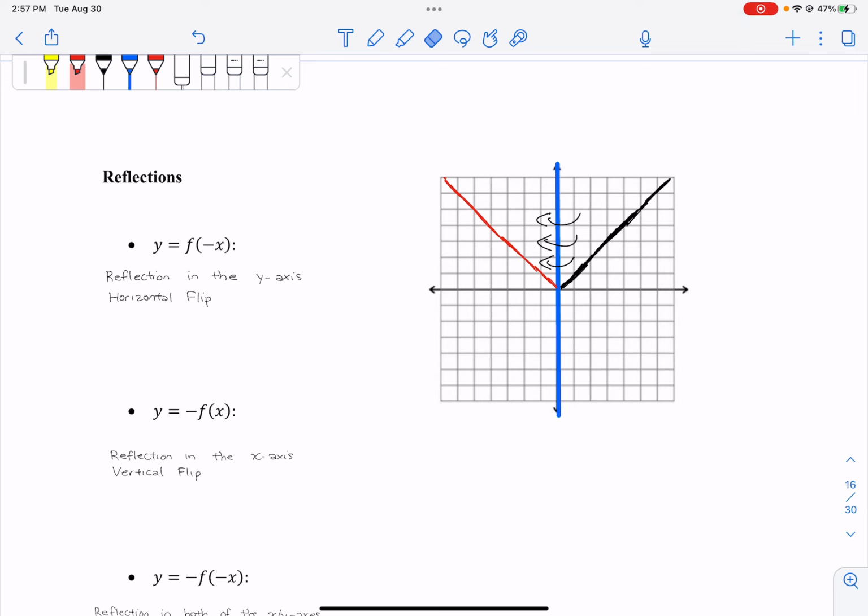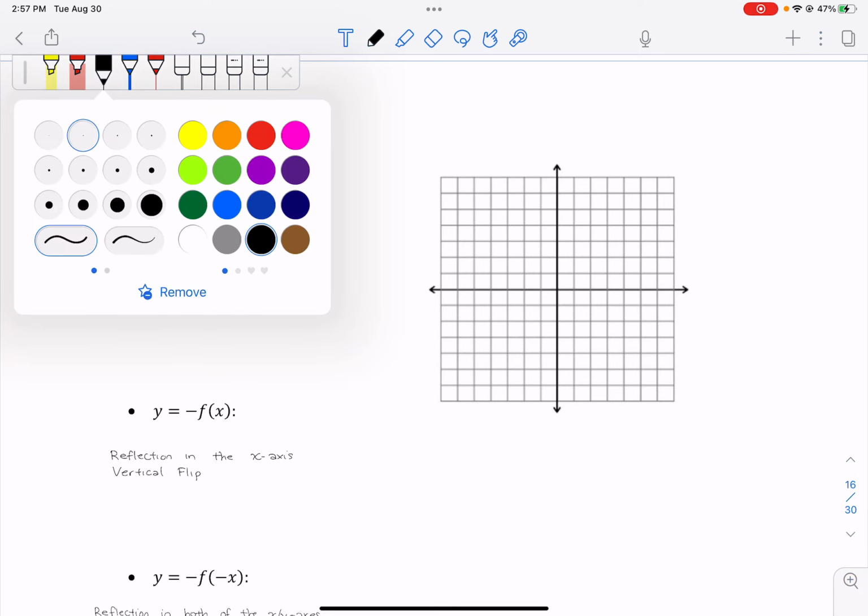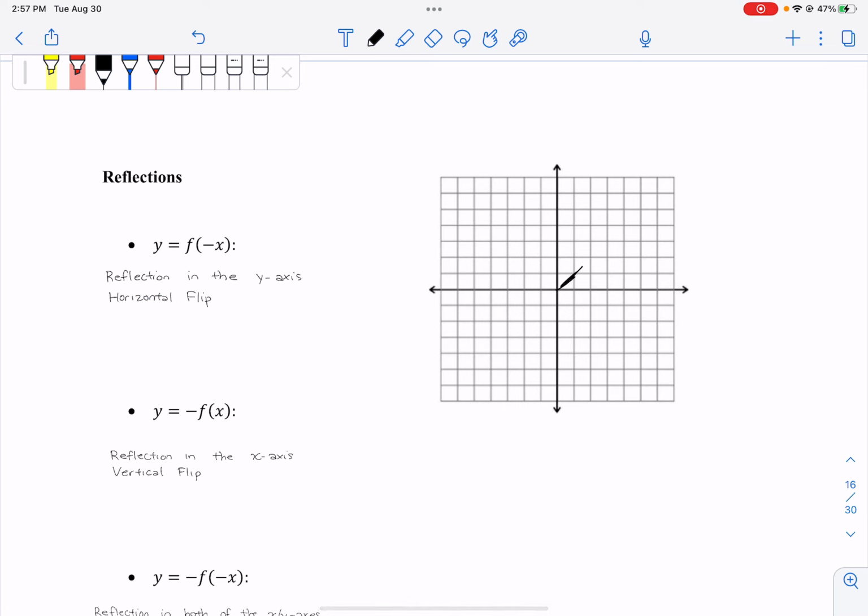All right, now let's go back and do something like this one here. Let's say we have a function, same function like this, but if the negative is on the outside of the function, we have what we call a vertical flip, or a reflection in the x-axis. So the x-axis acts as a mirror, and everything is flipped from top to bottom or bottom to top.